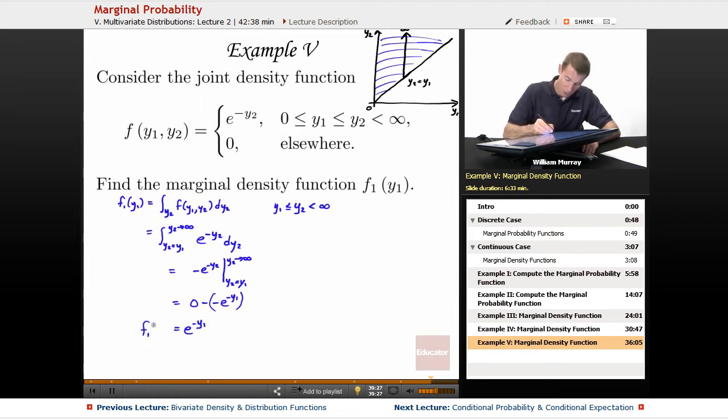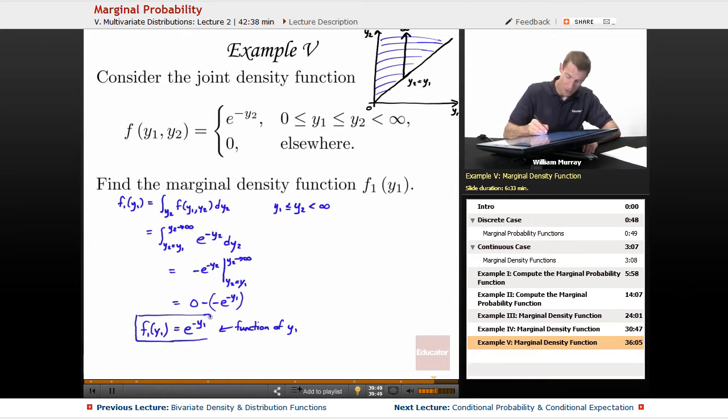Let me remind you what we were calculating here, f1 of y1, the marginal density function of y1. And it is kind of reassuring here that when we calculate that, we get a function of y1. That is what we should get when we calculate a marginal density function. So that is our answer.